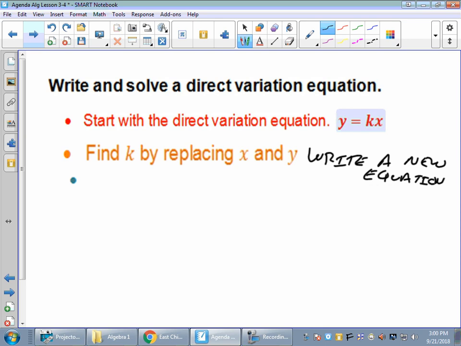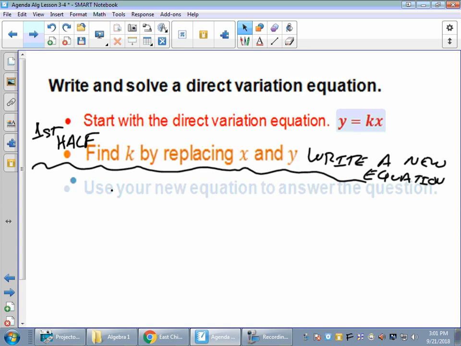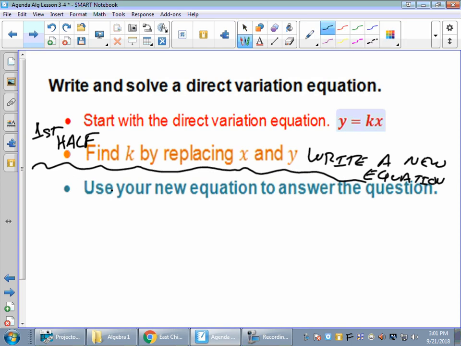Okay, write a new equation. And that's the first half of it. So we'll draw a line here, and that is our first half of the problem. Break these into two halves. And our second half over here is then to use your new equation to answer the question. And that's the second half. We break these into two pieces.